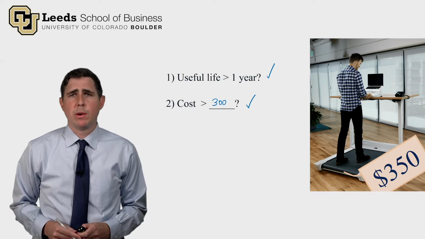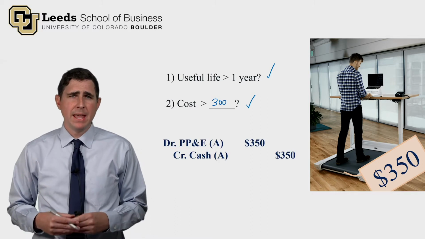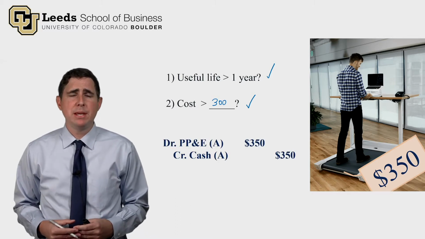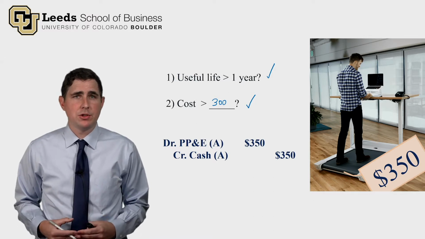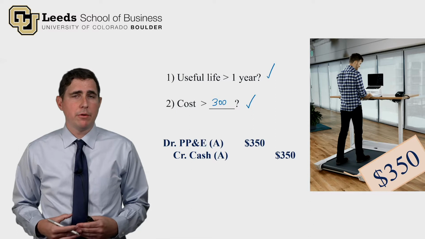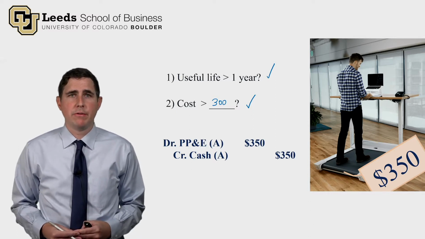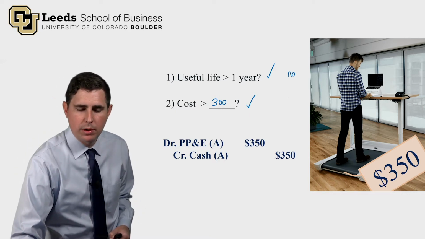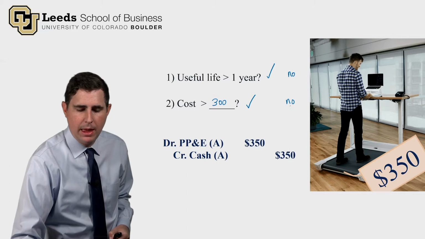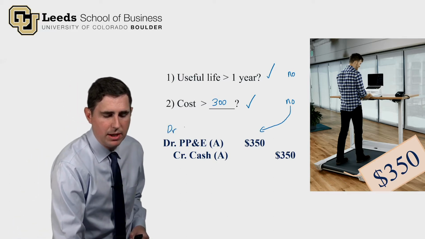Here's the journal entry we would record as long as we're treating it as a long-lived asset. It's a debit to an account called PP&E, Property, Plant, and Equipment, which is an asset account. It's on the balance sheet. We would debit that account for $350 and credit cash since we're paying cash for $350. If we said no to either of these, then instead of PP&E, we would have debited some expense account.